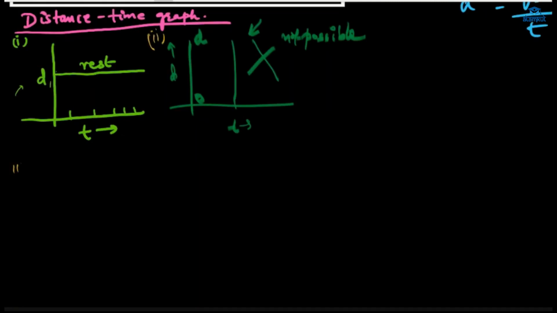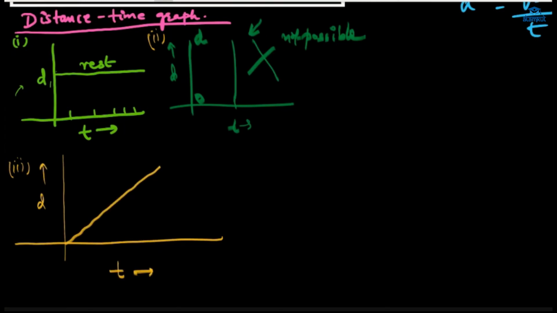Second, third. The third distance time graph is like this. This is uniform motion. The distance is changing according to the time. Equal distances are covered in equal intervals of time. So this will be regarded as uniform motion. Fine. Now the last graph for distance time.